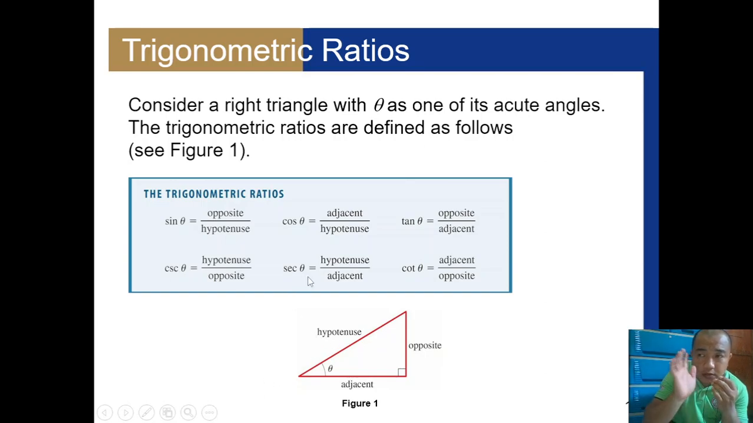So recalling the mnemonic, which is what we call the SOHCAHTOA. Sine theta is equal to opposite side over hypotenuse. Cosine theta is adjacent side over hypotenuse. Tangent theta is opposite over adjacent. Cosecant theta, the reciprocal of sine, is hypotenuse over opposite. Secant theta is the reciprocal of cosine, so hypotenuse over adjacent side. Cotangent theta is the reciprocal of tangent, so adjacent over opposite.